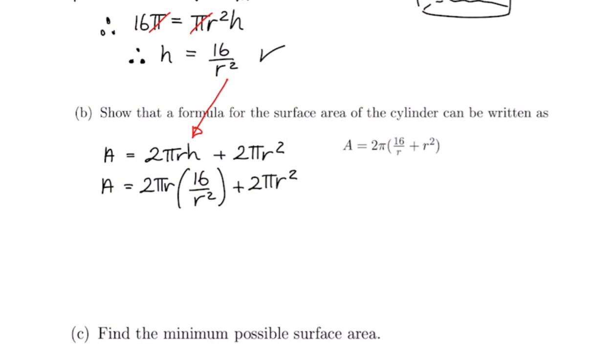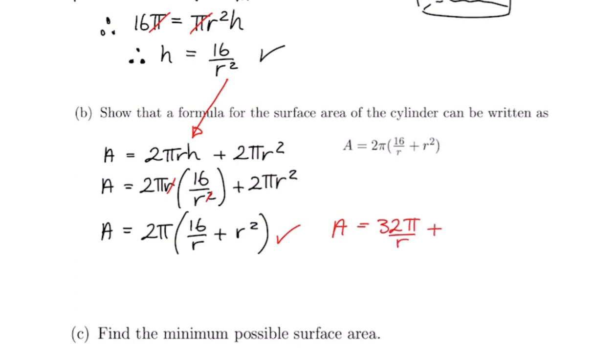And again, notice what happens. This r cancels with one of those, and then you bring 2 pi out as a common factor, so you get 2 pi, and you're left with 16 over r plus r squared. Now, that's us done, but please just remember that A is going to be 32 pi over r plus 2 pi r squared, and you see why we need that.